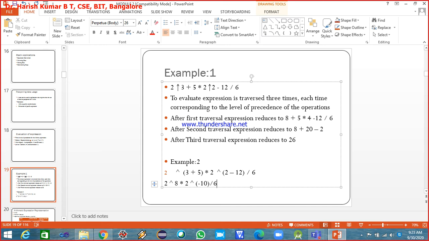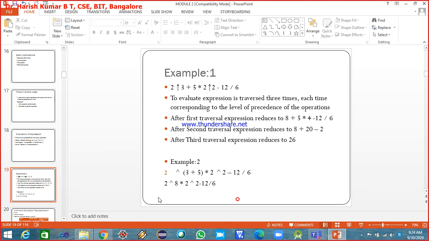divided by 6. Okay, so this may not be a proper expression. Okay, but this is how it happens. Or let me remove this parenthesis. This is not required for me, only this is enough. Okay, so this again I'll write it as 2 minus 12, because I don't want the negative values. Okay, so this is next.